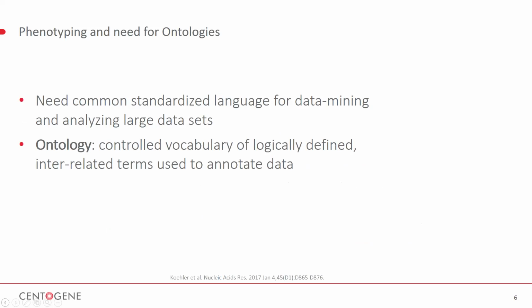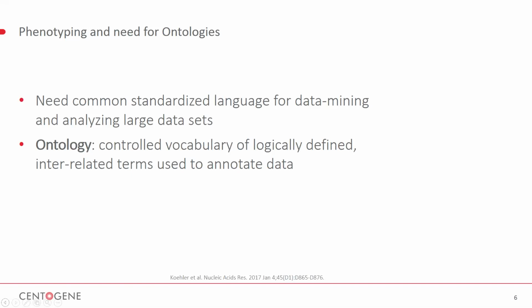What's essential in order to do this is an ontology. An ontology, in this sense, is a controlled vocabulary of logically defined interrelated terms used to annotate data. In general, an ontology is a set of philosophical questioning that looks at text or any existing entries and questions how they're related to one another, whether they fall into specific hierarchies, and where similarities exist or do not exist.